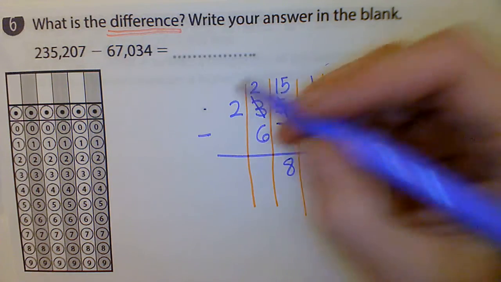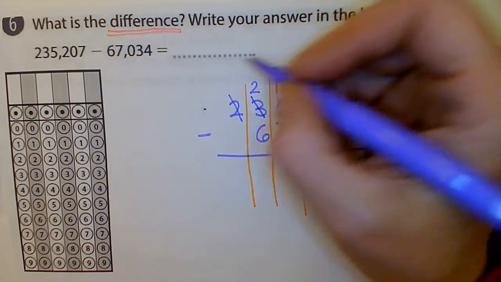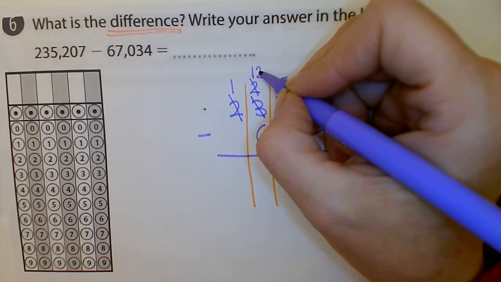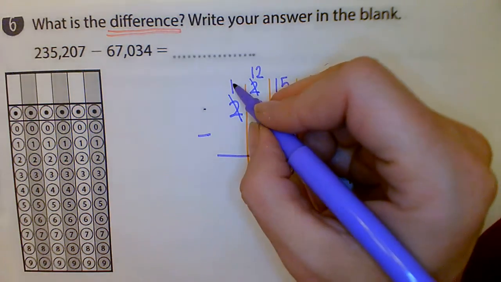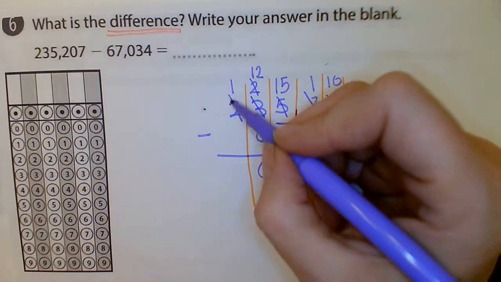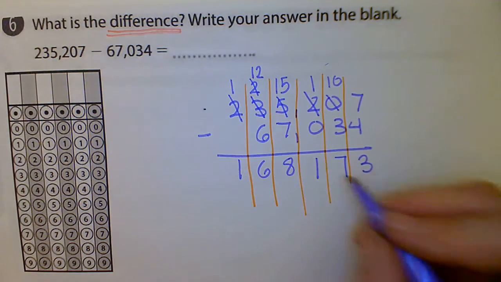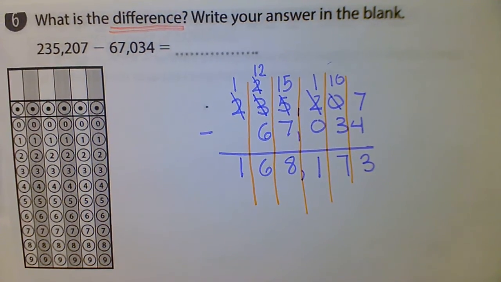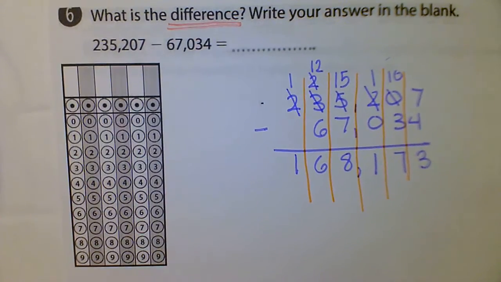2 minus 6 doesn't work. So 2 says, can you help me out? And this 2 says, sure, I can regroup. And this 2 becomes 12, and 12 minus 6 is 6. Don't forget this number. A lot of you do that. 1 minus nothing is 1. Let me put in my comma. And there is my answer, 168,173.